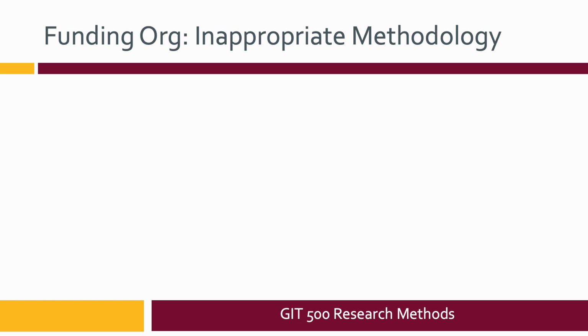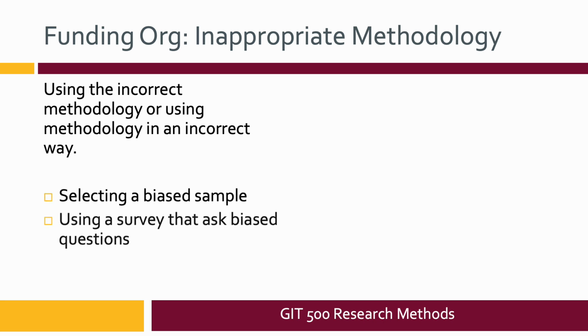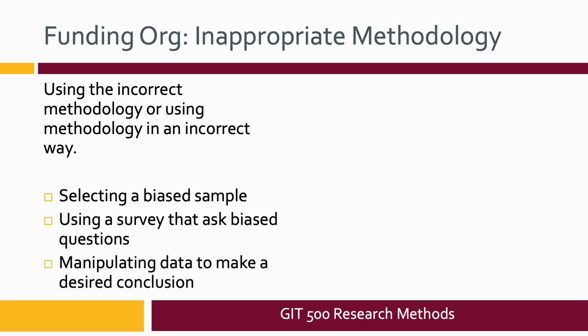Also, the funding organizations, that last group of stakeholders that we talked about, they can also encourage or insist that the researcher use an incorrect methodology or use the methodology in an incorrect way by also selecting a biased sample, using surveys that ask biased questions, and manipulating the data.